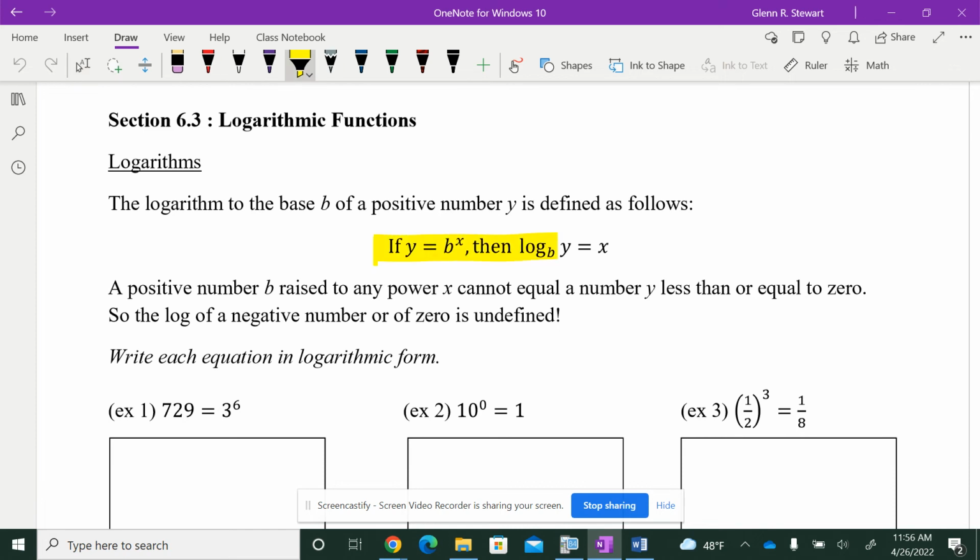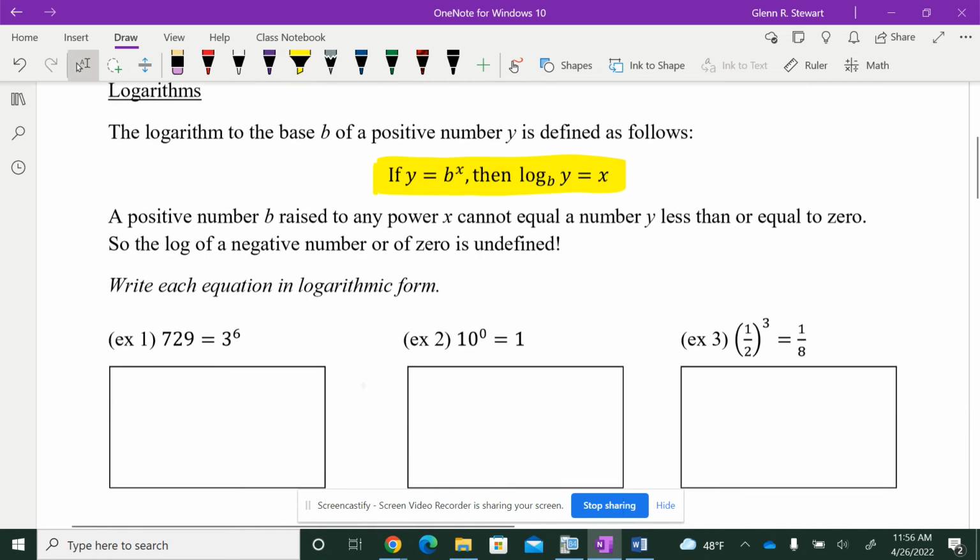Right here, highlighted, is really what you need to know. And again, if you could do this, then you'll be pretty successful. y is equal to b to the x is what we've learned. Log base b, that's a subscript. So log base b of y is equal to x. So that is how you set up a log.